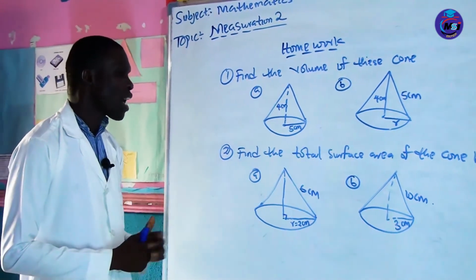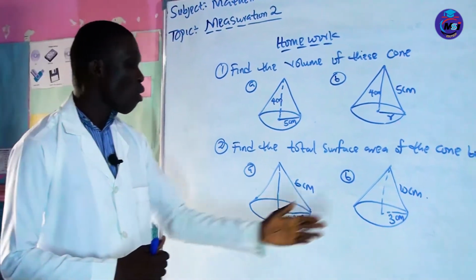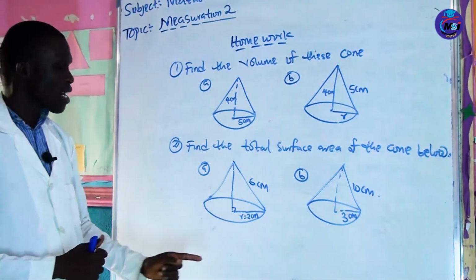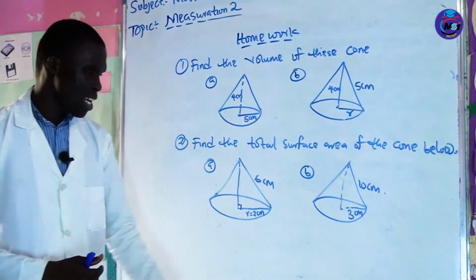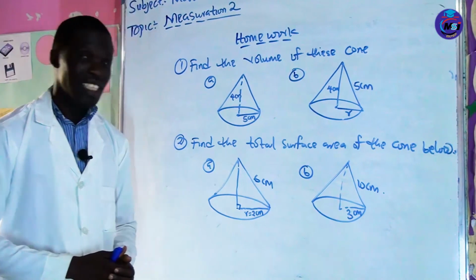Number 2, find the total surface area of the cone below. We have 6 centimeter here, we have 2 centimeter, we have 10 centimeter, and we have 3 centimeter.